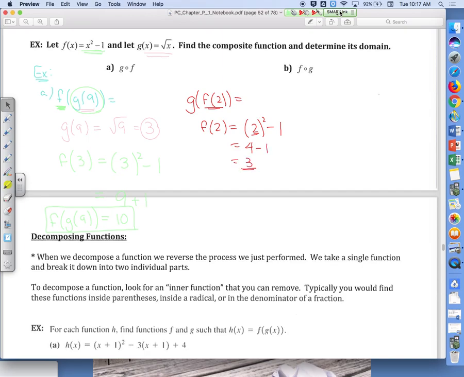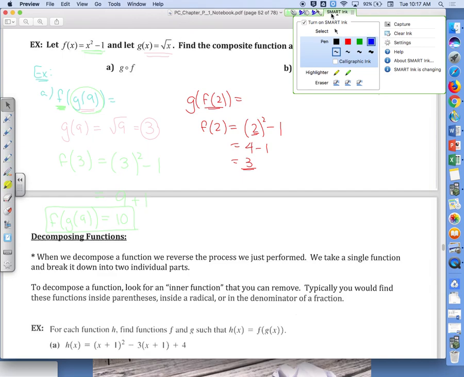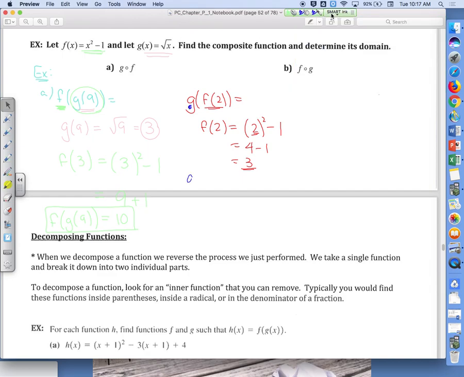We're going to work our way outside that function. So now we're in the function g. This thing we're going to take out and replace it with the 3 that we just got. So my function g says take out the x and replace it with this number inside here, which is 3.